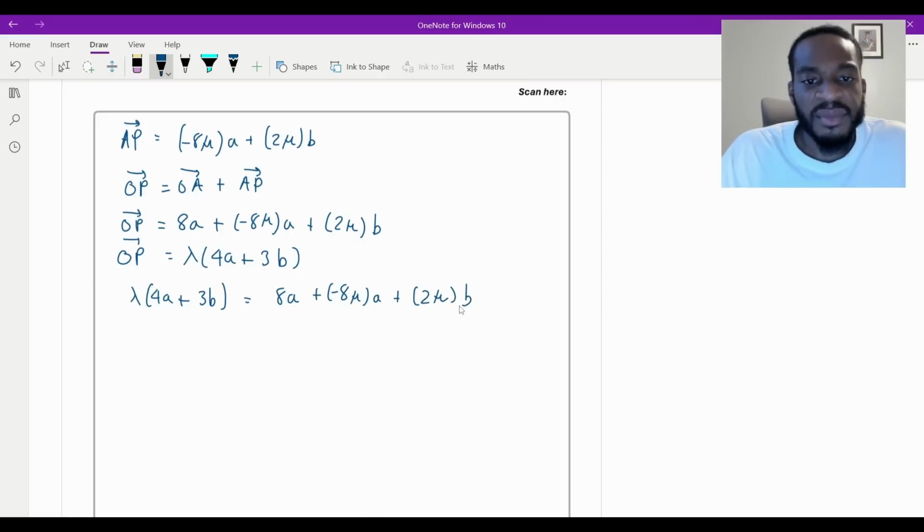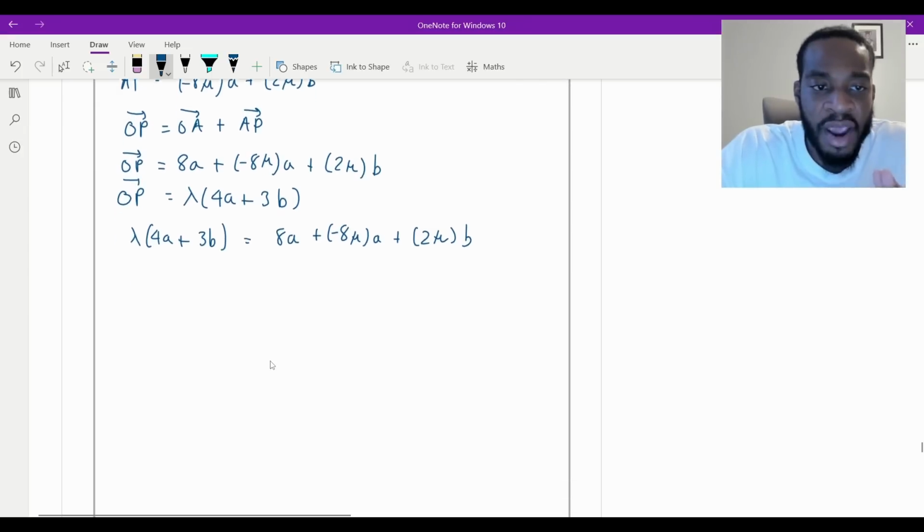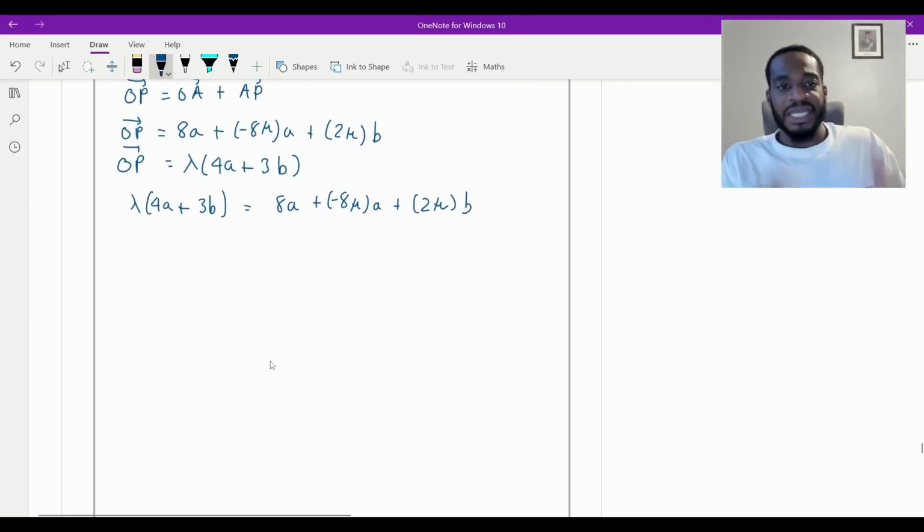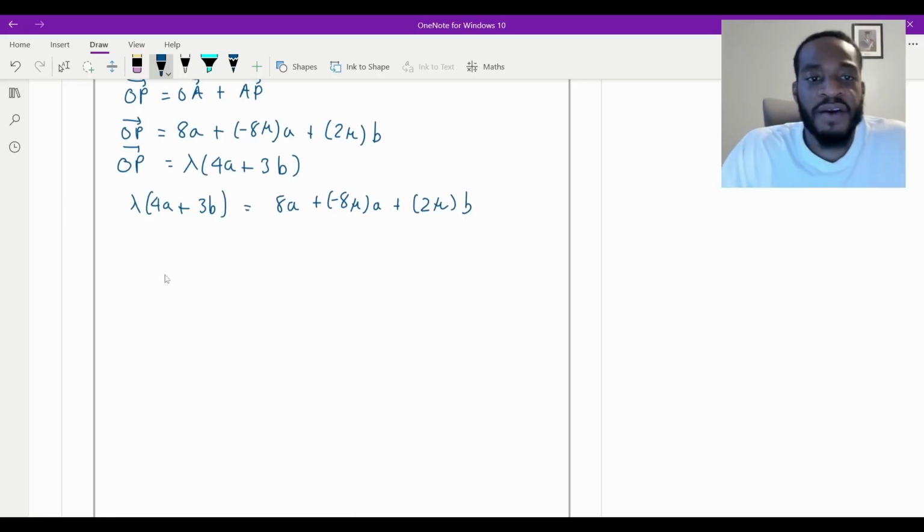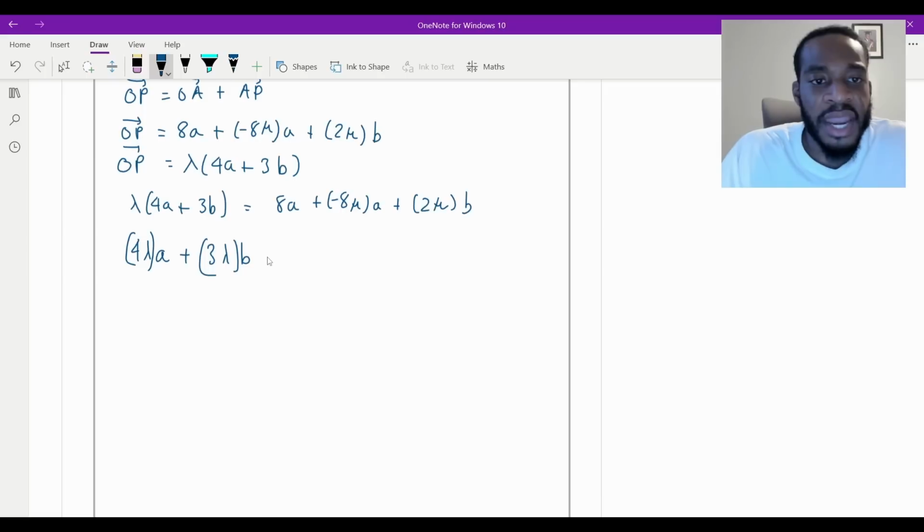What you want to do now, once you get to this step, is rewrite each side in terms of A and B. So if I do this here, I'm going to expand that. It's going to be 4 lambda A plus 3 lambda B. And I'm going to put these in brackets just so it's super clear. And then this is going to equal, now this one, I've got two expressions for A. I can factorize, can't I? If I take out an A and put it on that side, then I'm going to have an 8 there. And then I've got minus 8 mu, don't I? And then plus 2 mu B.